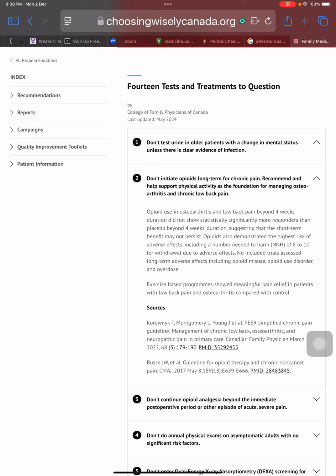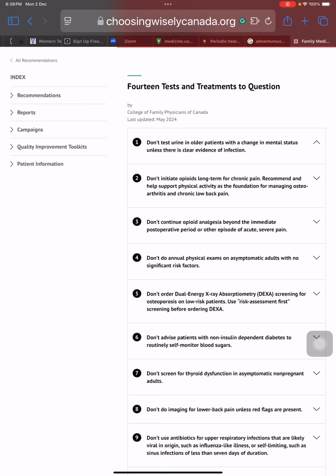Opioid use in osteoarthritis and low back pain beyond 4 weeks duration did not show statistically significantly more responders than placebo, suggesting the short-term benefit may not persist. Opioids also demonstrated a high risk of adverse events, including a number needed to harm of 8 to 10 from withdrawal due to adverse effects. Basically they're telling you that exercise-based programs show meaningful pain relief in patients with low back pain and osteoarthritis compared with control. So it's not good to go to opioids, because the patient would have adverse effects related to withdrawal. It's good if you go with non-opioid options.